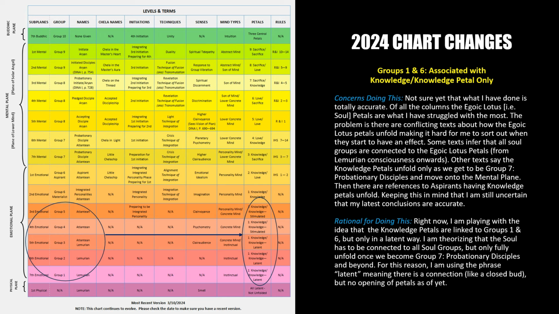But my rationale for doing this is that right now I am playing with the idea that the knowledge petals are linked to groups 1 to 6, but only in a latent way. I am theorizing that the soul has to be connected to all soul groups, but only fully unfolds once we become group 7 probationary disciples and beyond. For this reason, I'm using the phrase latent, meaning there is a connection like a closed bud, but no opening of the petals as of yet.